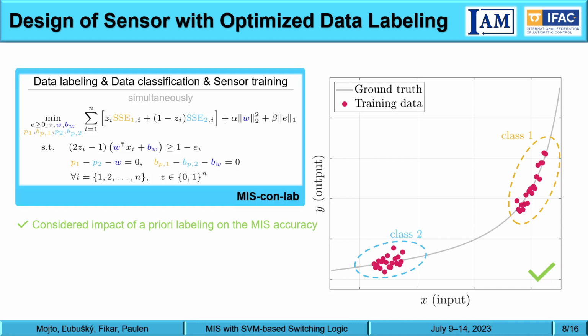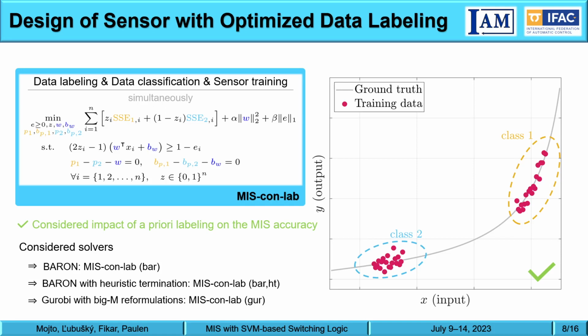This leads us to the second proposed approach for the multimodal inferential sensor design with optimized data labeling. In order to provide the computational load analysis of this proposed approach, we use two different solvers. The first one is the Baron and the second one is the Gurobi. In the case of Baron, we consider also the heuristic termination.